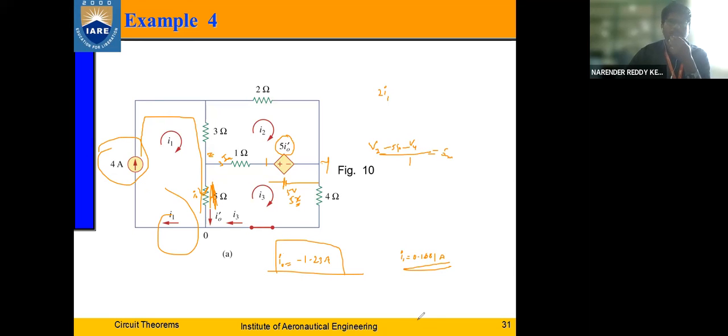I think instead of going for nodal, you can directly go for mesh because you have only 2 equations and 2 unknowns, right? However, I1 is already known, so you can easily find these two as well.